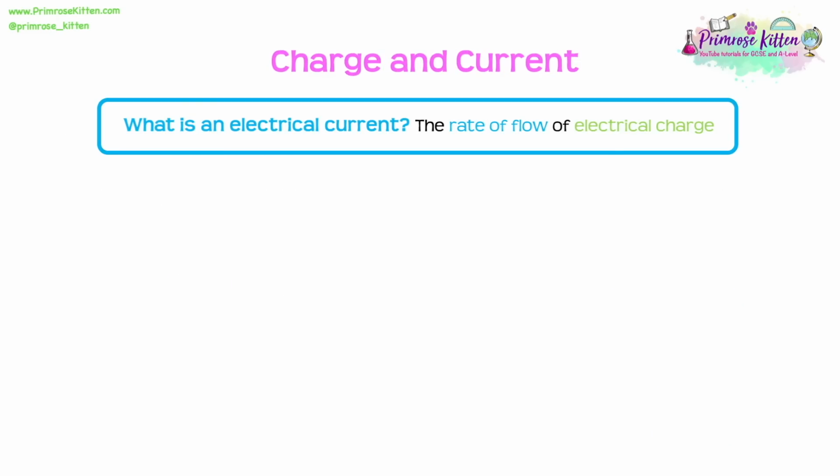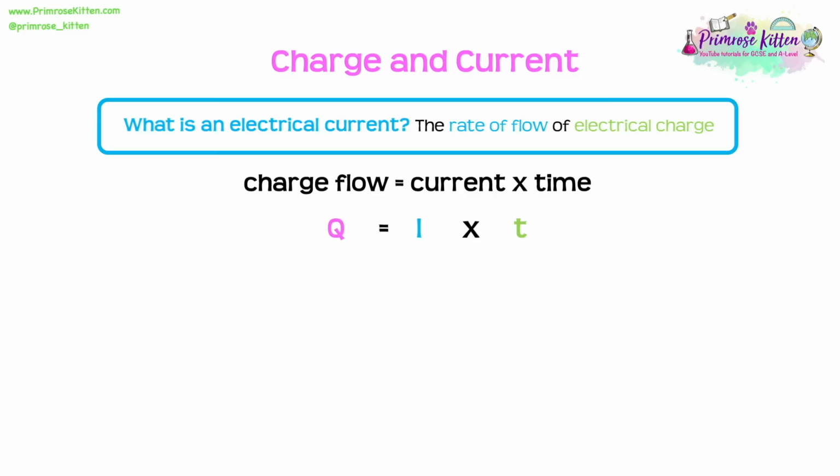An electrical current is the rate of flow of electrical charge, and by electrical charge we could be talking about electrons or ions. We need to know the following equation for this. We need to know that charge flow is equal to the current times by the time. It can often be helpful to use this as the symbol equation just because it's quicker to write. In this equation, we represent charge flow with a Q, current with an I, and time with a T. So we can say that Q equals I times T.